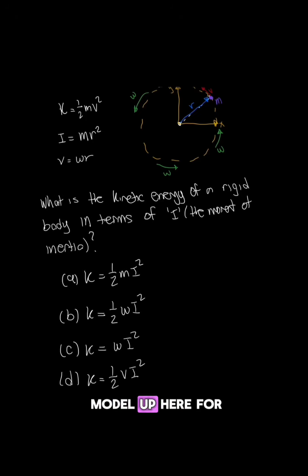So given this model up here for circular motion of an object, the question asks you, what is the kinetic energy of a rigid body in terms of I, the moment of inertia? It also gives these three equations here, where K is the kinetic energy, I is the inertia, and V is the velocity. So what do you think the answer will be? Comment down below. The answer is actually B, but why?